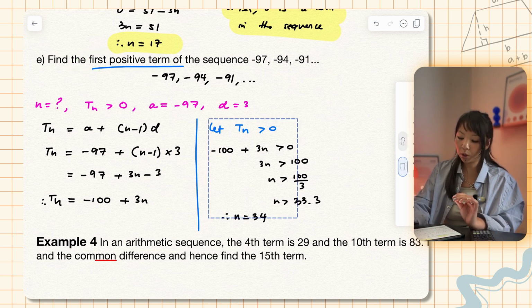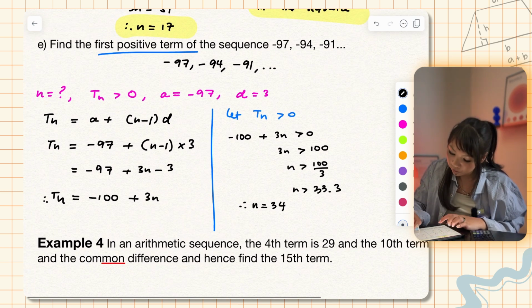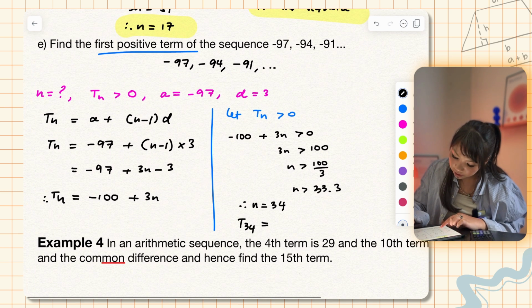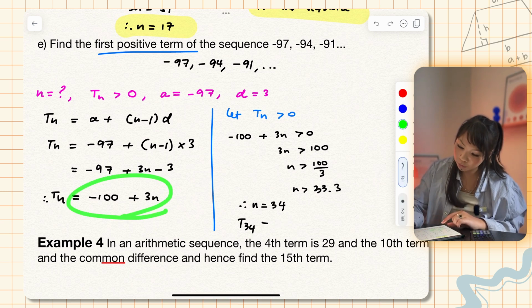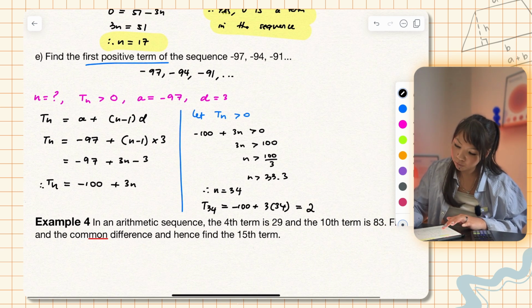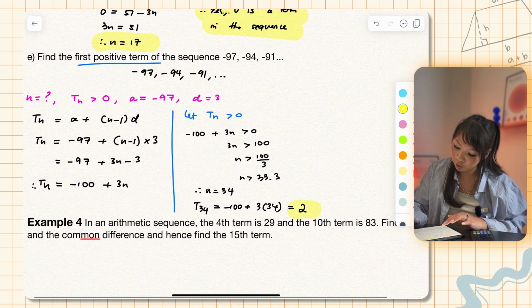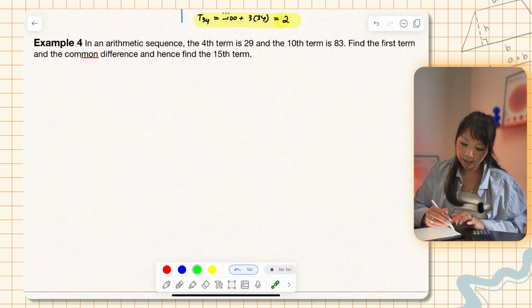So I'm also going to find out what T34 is. I can just plug it into this Tn expression. We get -100 plus 3 times 34. That's going to give us 2. So 2 is our first positive term, which corresponds to n equals 34.